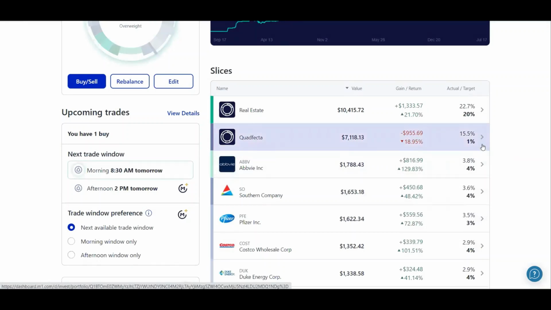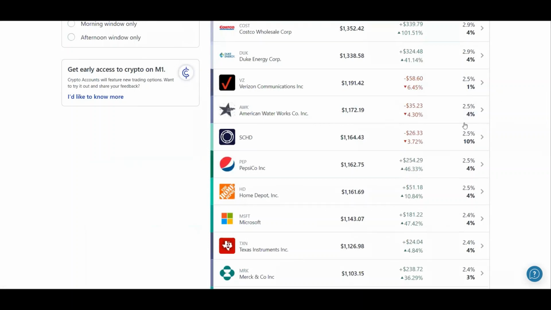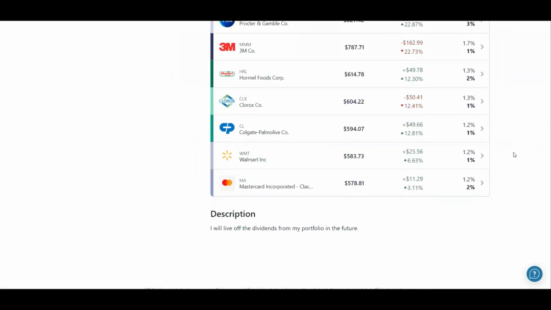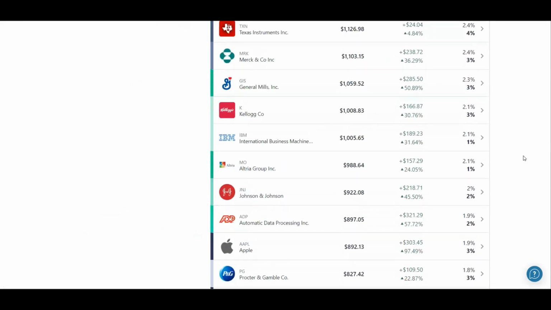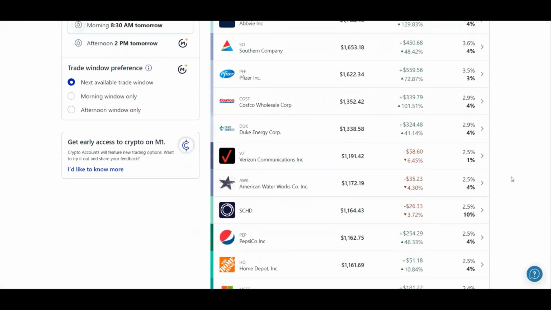As you can see, it's 15.5% out of 1, and I want to get that down. I also want to get my real estate down from 22.7 to 20%. It used to be 26, 27%, but because I've been putting money into SCHD and all my other stocks, it's been going down. And so that's pretty much it with the updates. In the future, I don't know, I might reduce some more stocks, but so far I'd say my portfolio is pretty well balanced and pretty well protected.